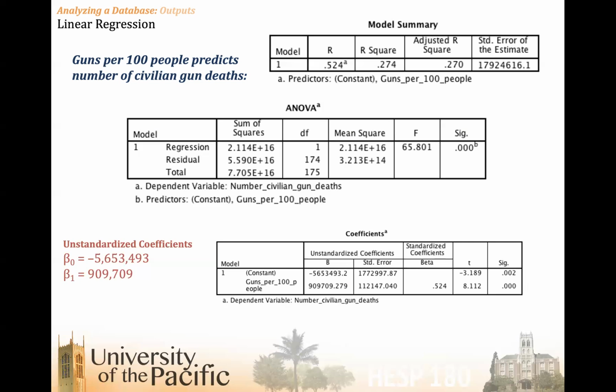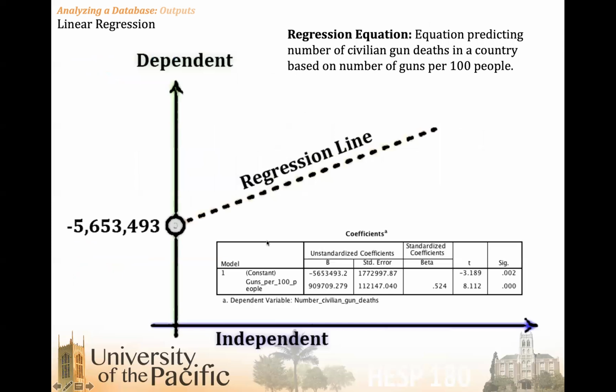Now, what happens if you go from 10 guns per 100 people to 20 guns per 100 people? Okay, now we have over 9 million additional gun deaths. The problem is our starting point is negative 5.5 million deaths. So if we just have no guns, we revive 5.6 million people every single year. This is how it gets so ridiculous when people are making these claims.